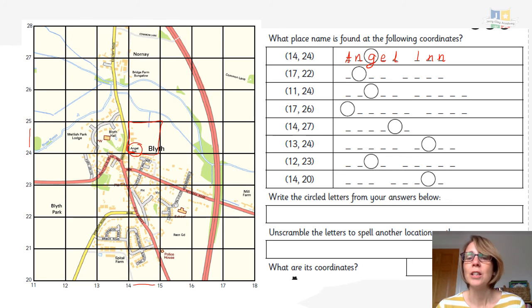When you've done that, you look at all the letters that are circled and write them out just here. So write the circled letters from your answer below, and then unscramble the letters to spell another location on the map and find what the coordinates of that place are. So that's a great activity to practice grid references today.